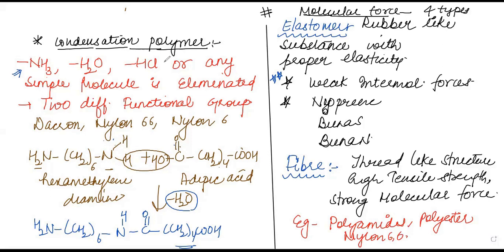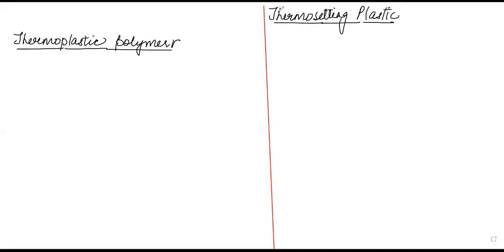Please write down in the chat section. Now the next thing that I am writing here is thermosetting plastic and thermoplastic polymer. I will do examples of both. Thermosetting polymer and thermosetting plastic. So what are the examples related to that? Very important, and again I am saying that it can come in your exam.